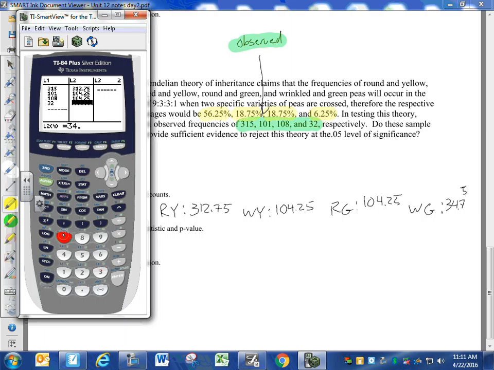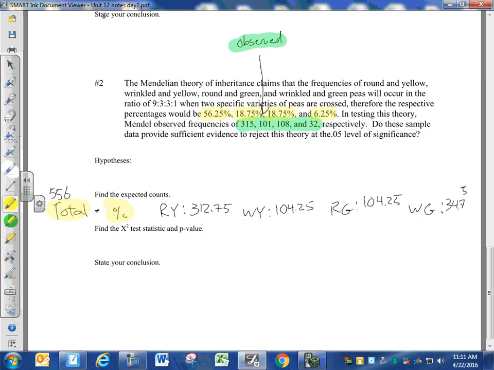Now, before we go even any further, let's write down our null and our alternative hypothesis. Our null hypothesis is that the Mendelian proportions are correct.